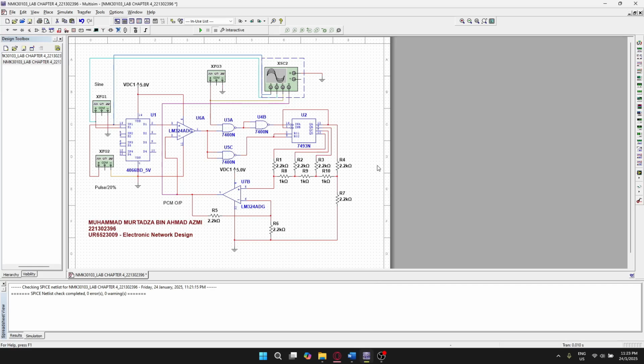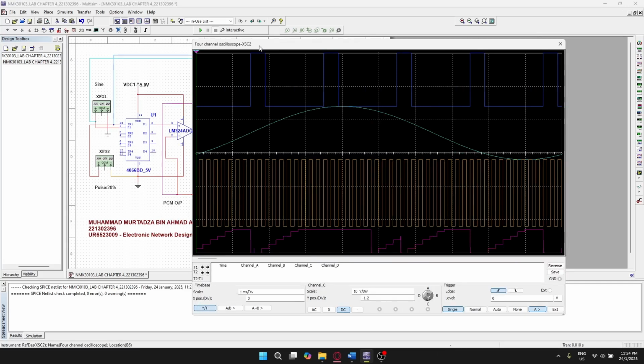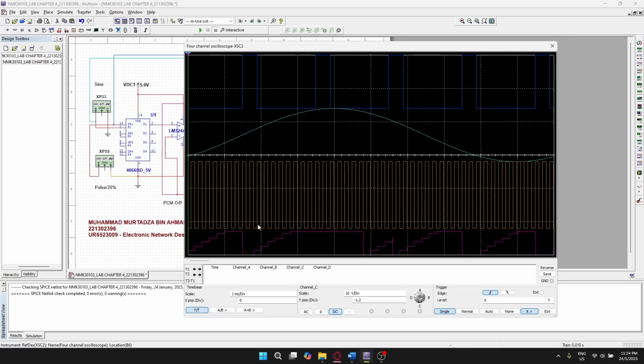Hello and Assalamualaikum. My name is Murtadza bin Azmi and I'm going to show you pulse code modulation PCM simulation using Multisim. I got this from Lab 4, which I have done before this, Lab 4 under communication system. So I'm not going to explain the circuit much. I'm just going to explain the waveform on the 4-channel oscilloscope. So I'm going to explain the sampling process, which is the original analog signal, the quantization process, and the encoding process. So as we can see here, there are 4 types of waveforms.